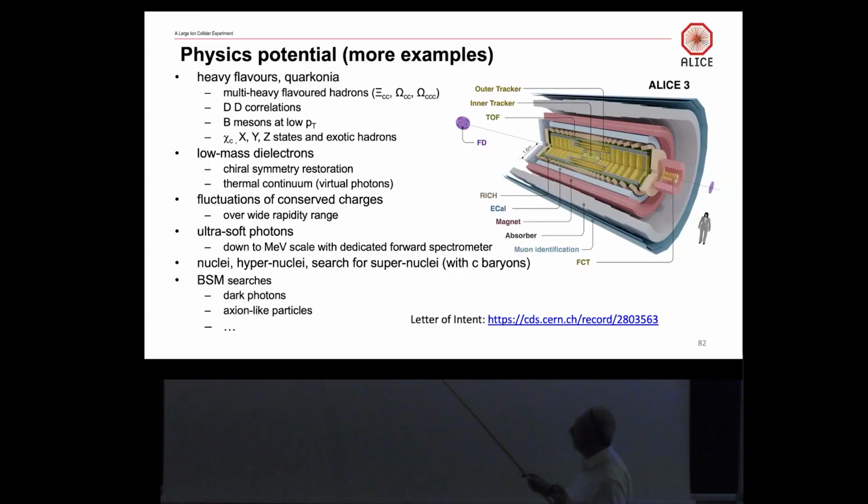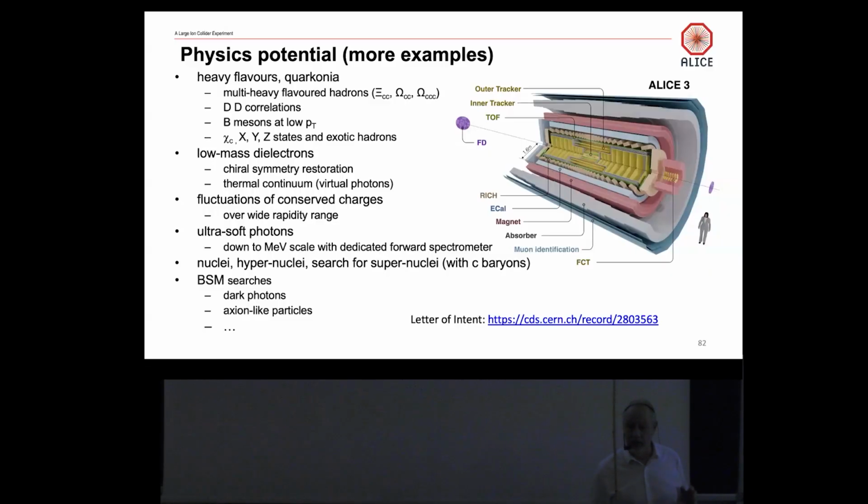Such a layout will be very powerful for the measurement of fluctuations of conserved charges, and these are very easily relatable to the lattice QCD calculations. We want to look at ultra soft photons. As I said, nuclei, hypernuclei, search for supernuclei. This apparatus, by the way, is also unique at the LHC.